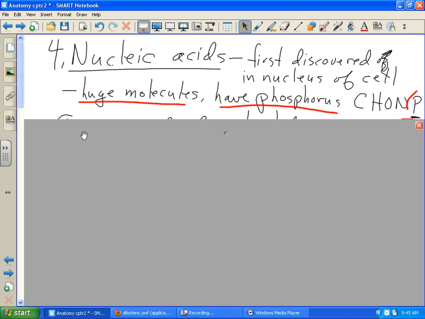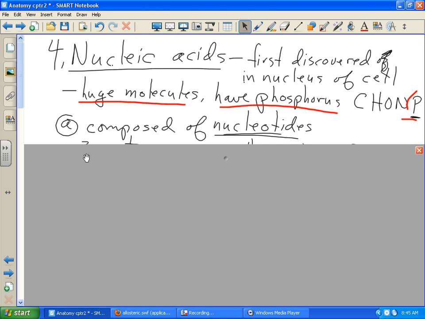Proteins, big numbers, C's, H's, O's, and N's. And the only thing you'd have to remember for nucleic acids is it's got phosphorus. And it looks like a protein because it's got big numbers, but it's got phosphorus in there too. Okay, so most of the time they're pretty straightforward.